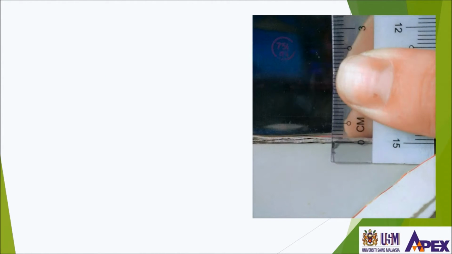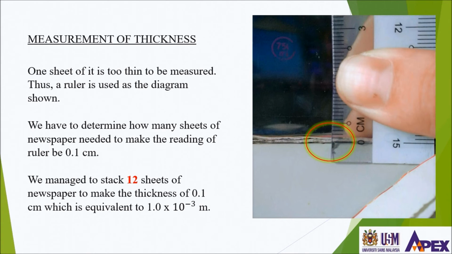Before the experiment, we need to find out the thickness of a sheet of newspaper. However, one sheet of it is too thin to be measured. Thus, a ruler is used as the diagram shown. We have to determine how many sheets of newspaper needed to make the reading of ruler be 0.1 centimeters. We managed to stack 12 sheets of newspaper to make the thickness of 0.1 centimeters.